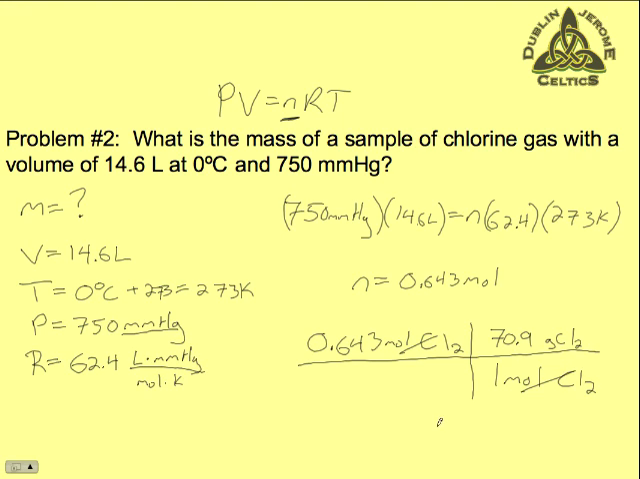Moles are gone, and if you solve that out, we have grams, and your answer is 45.6 grams of diatomic chlorine, Cl2. All right, so pay attention to that. Your units need to match R. So if you've got masses and moles, they're related, so you can go between the two. It's tricky.